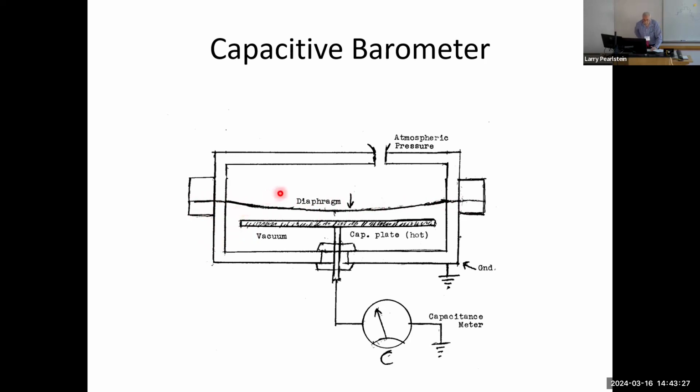The space above it is open to atmospheric pressure. The space below is a vacuum. As the atmospheric pressure increases, the diaphragm bulges downward, and the capacitance between this grounded plate of the capacitor and the live, hot plate of the capacitor becomes greater. You feed it to a capacitance meter, and that gives you your barometric pressure. Once again, the output is electrical, so you can send it to wherever you wish.